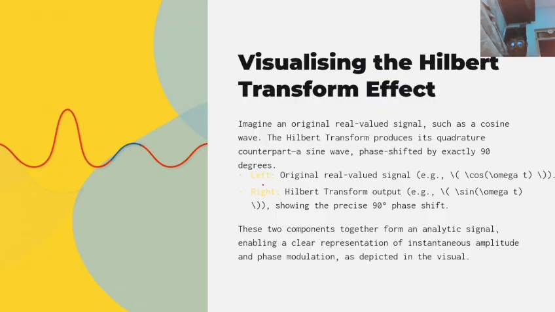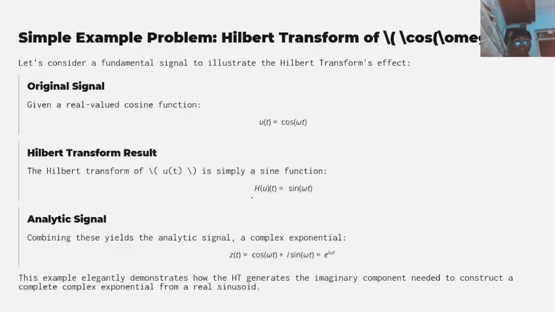When we apply the Hilbert transform to a sine wave, we get back the original real-valued function, a cosine wave. We can also apply it to the cosine to get the sine wave. These two components together form an analytic signal, enabling a clear representation of instantaneous amplitude. The amplitude does not change, just the phase changes. Simple.